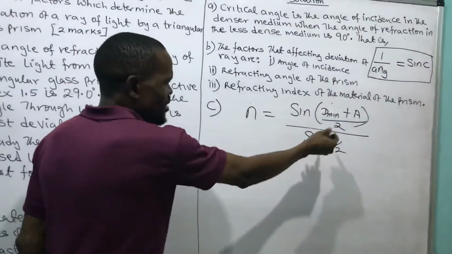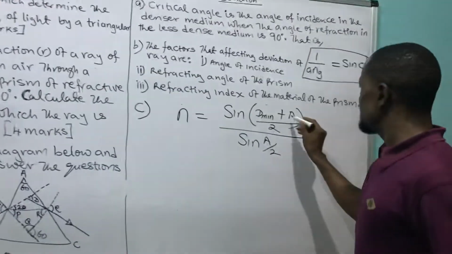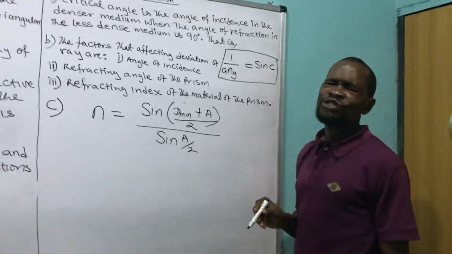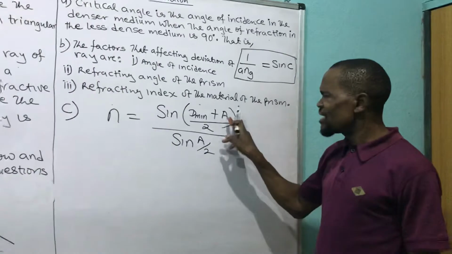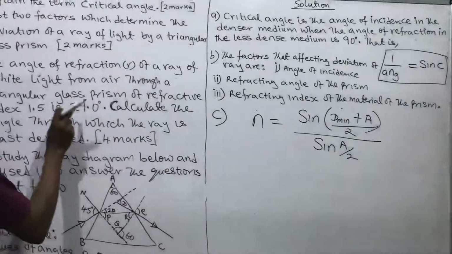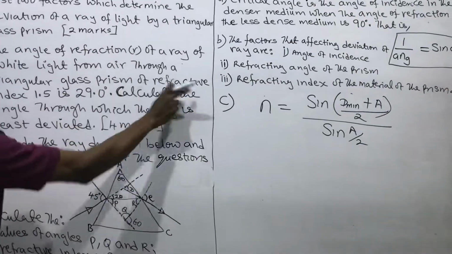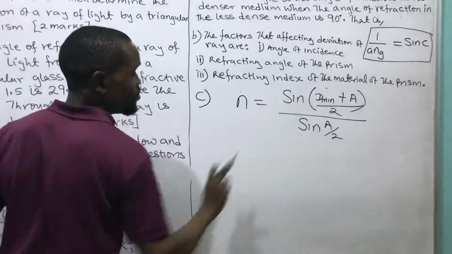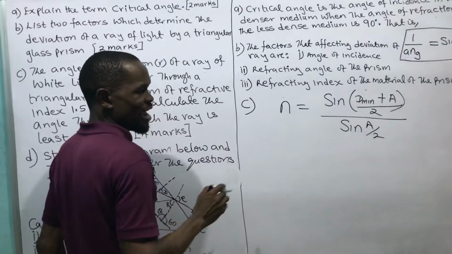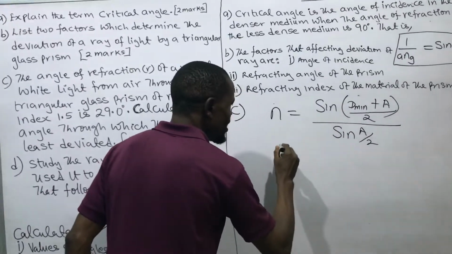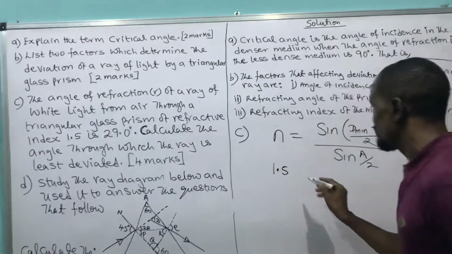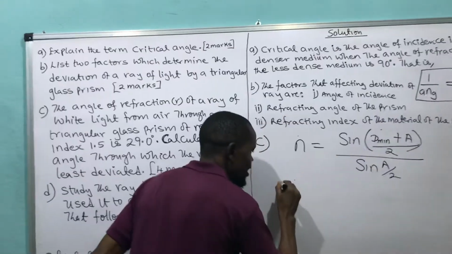So look at it. Then what did they give me? This one here is called the refracting angle of the prism, which is given to me. The refracting angle of the prism is what they gave me. I need to say this one is the refracting angle of the prism, while this one is the refraction. So I can now move. What they give me is 1.5 as the refractive index of the prism.